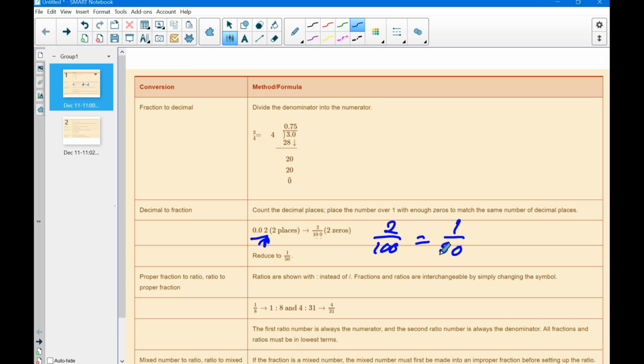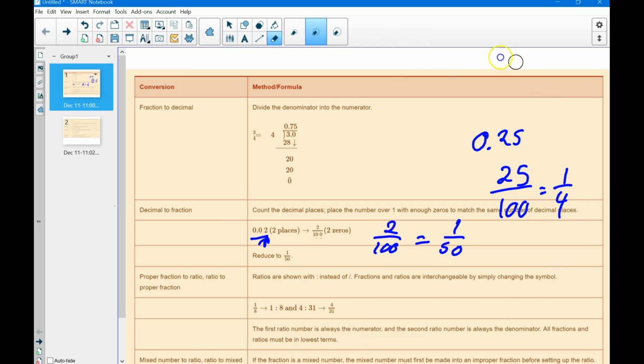If I had something like 0.25, it would be 25 over 100. It would be 1 over 4. Same kind of thing. Let's go on cruising through this stuff.